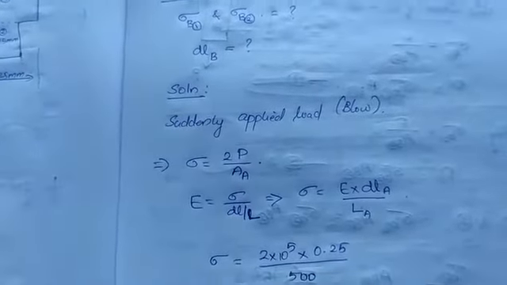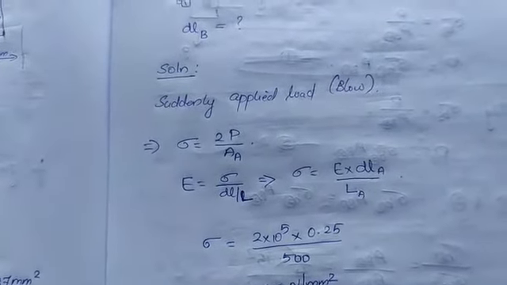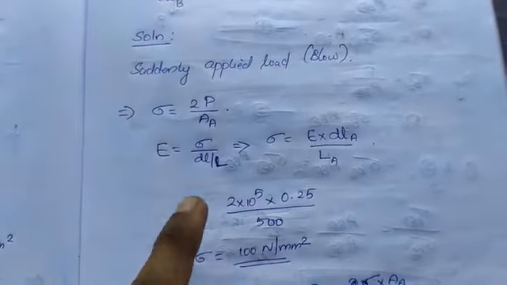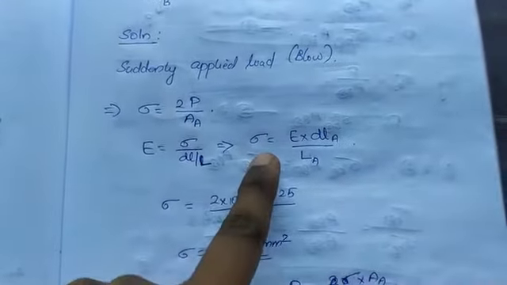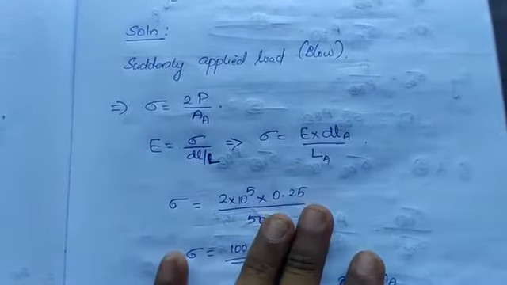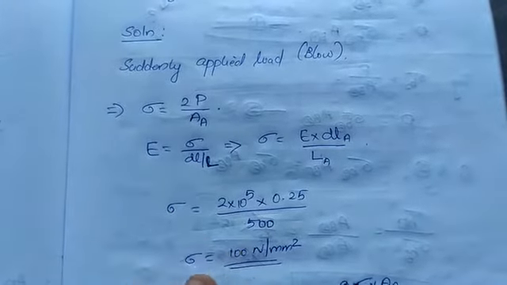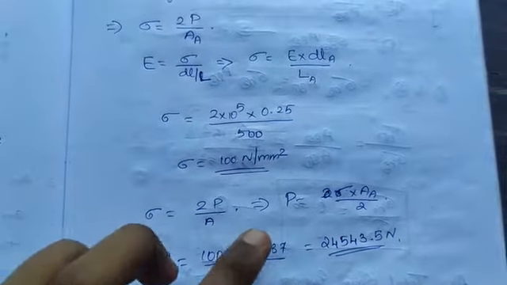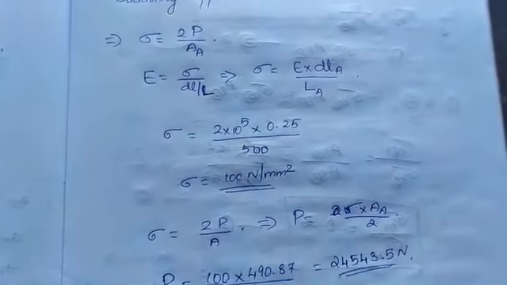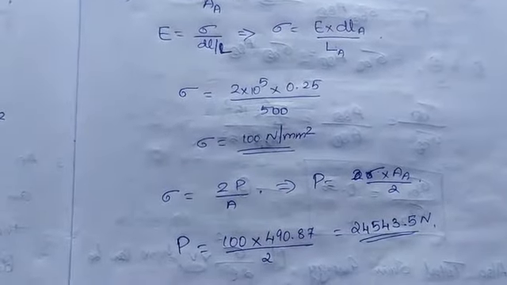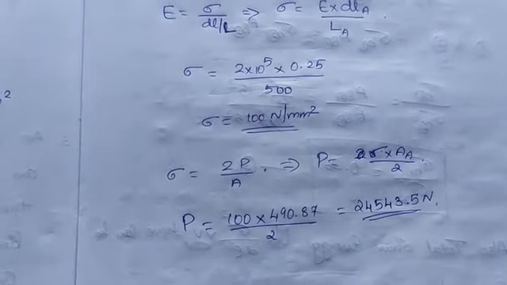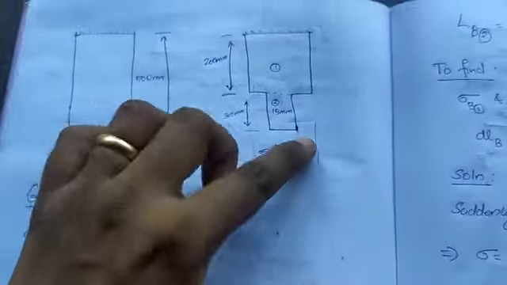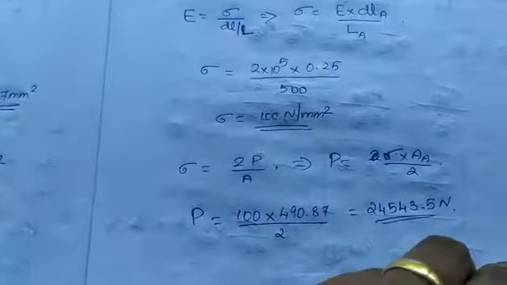Since it's a blow, a suddenly applied load, sigma is equal to 2P by A, and E is stress by strain, where strain is dL by L. So sigma is equal to E into dL A by L A. This is in the case of A, where you find the stress in A. Now sigma is equal to 2P by A, where P is equal to sigma into A by 2, which gives the load in this section A. The same load is applied here also.